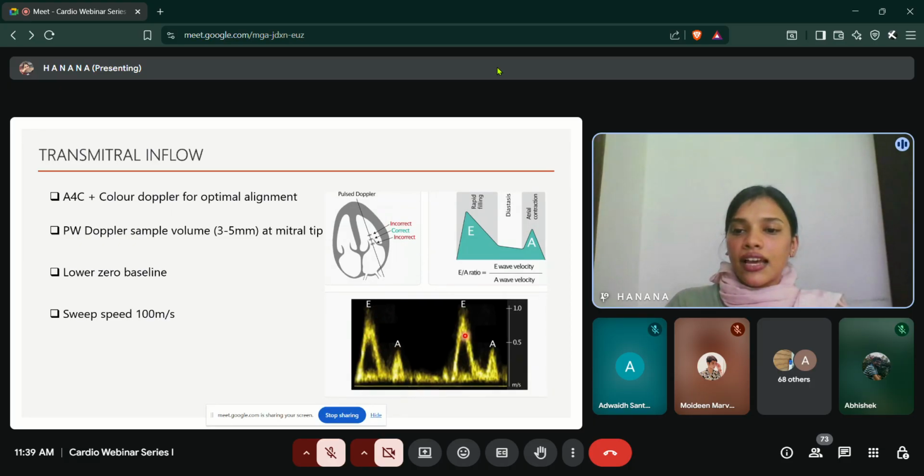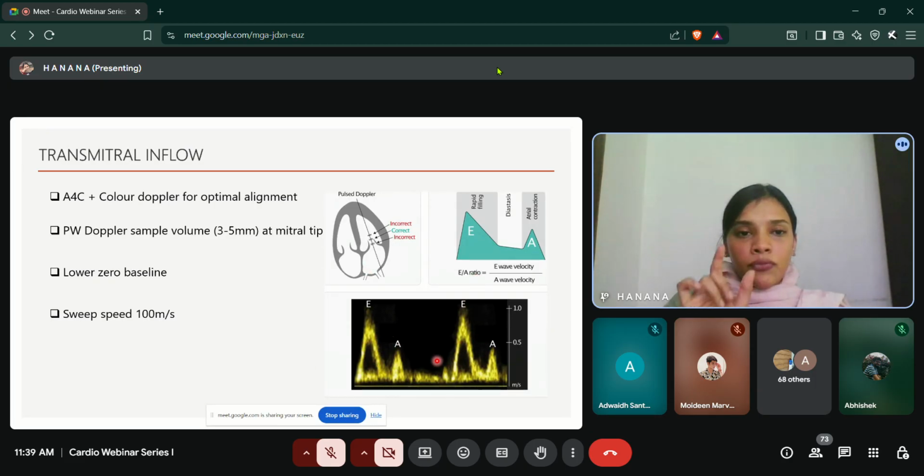E and A will be seen, and we can measure them, which we'll talk about later. By using the measure option, we will see the mitral valve inflow velocities, and we can measure the E velocity, the deceleration time, and the E by A ratio. That's what we get from this entire image.